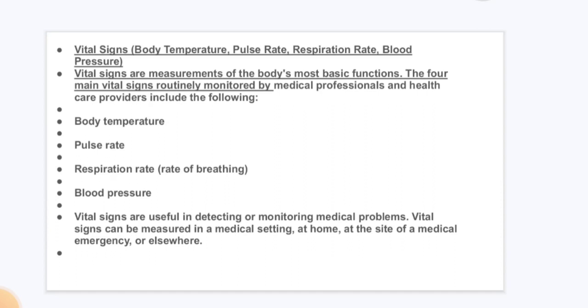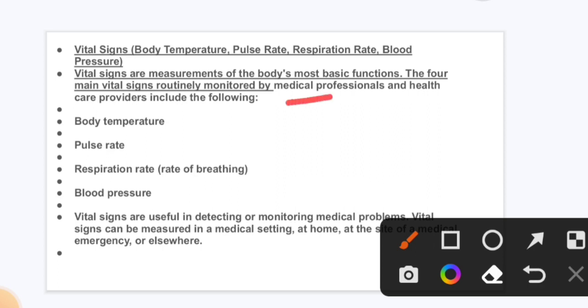Okay, vital signs are measurements of the body's most basic functions. The four main vital signs are routinely monitored by medical professionals and healthcare providers, including doctors and nurses. We have to check the vital signs, mainly body temperature, pulse rate, respiration, and blood pressure.